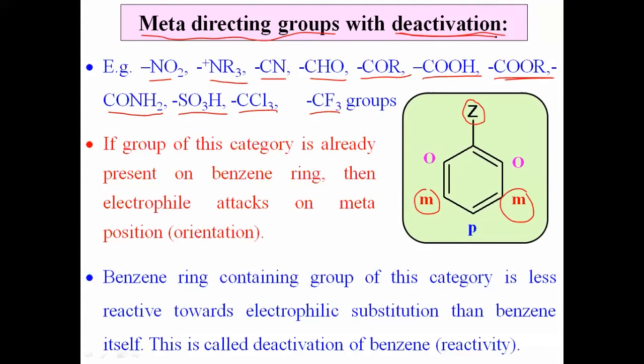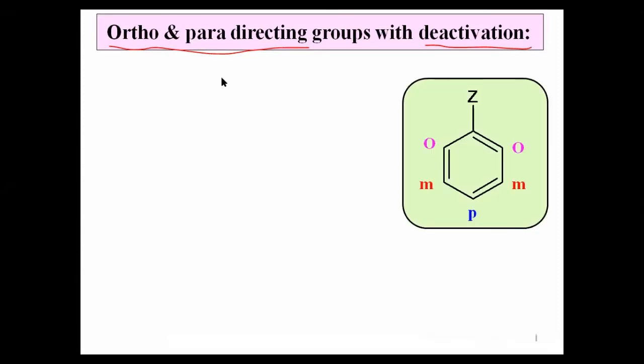Why they cause attack at the meta position, meaning why the electrophile attacks at the meta position, and why there is a decrease in the reactivity, हे थोडंसं आपण डिटेल मध्ये पाहणार आहोत at the end. Okay, let us see the third category. यामध्ये तिसरी category, it is different. Actually, it is ortho and para directing, but with deactivation. Meaning they cause attack of the electrophile at ortho and para positions, but they decrease the reactivity of that particular aromatic compound.